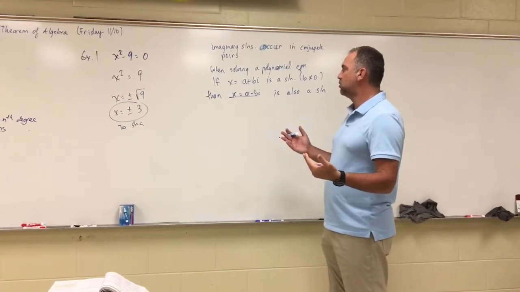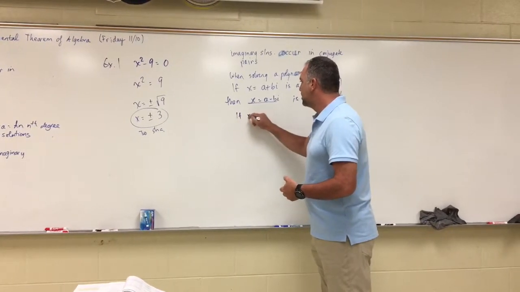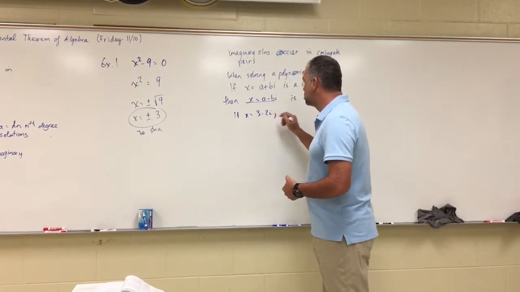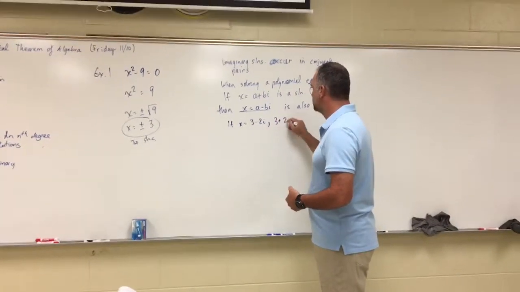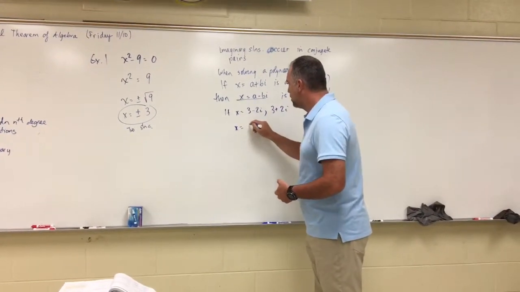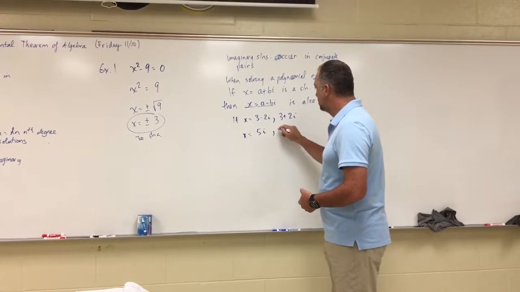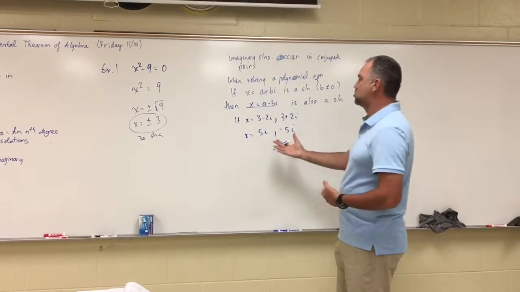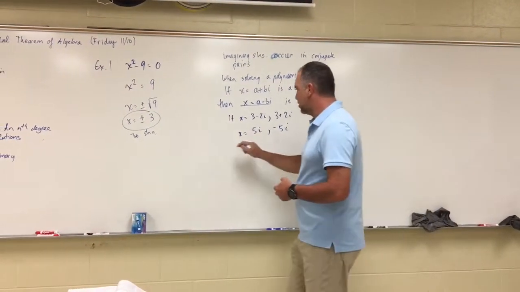So a couple of easy ones to look at. So for an example, if x equals 3 minus 2i is a solution, then we know what else would be a solution? 3 plus 2i. If x equals 5i is a solution, then we know what would be a solution? Negative 5i.